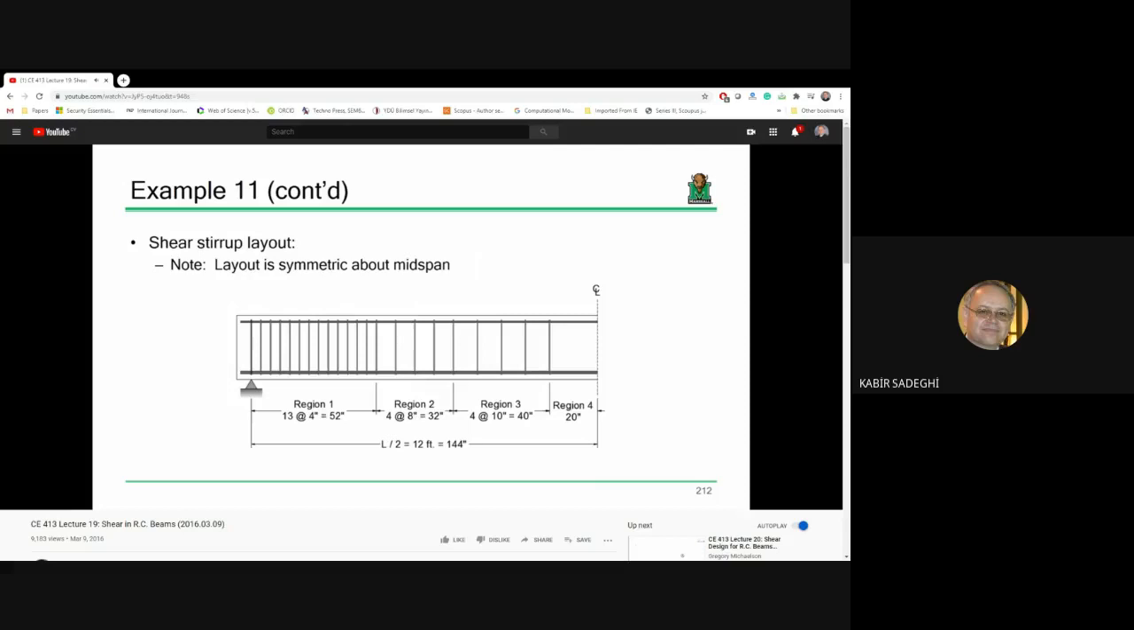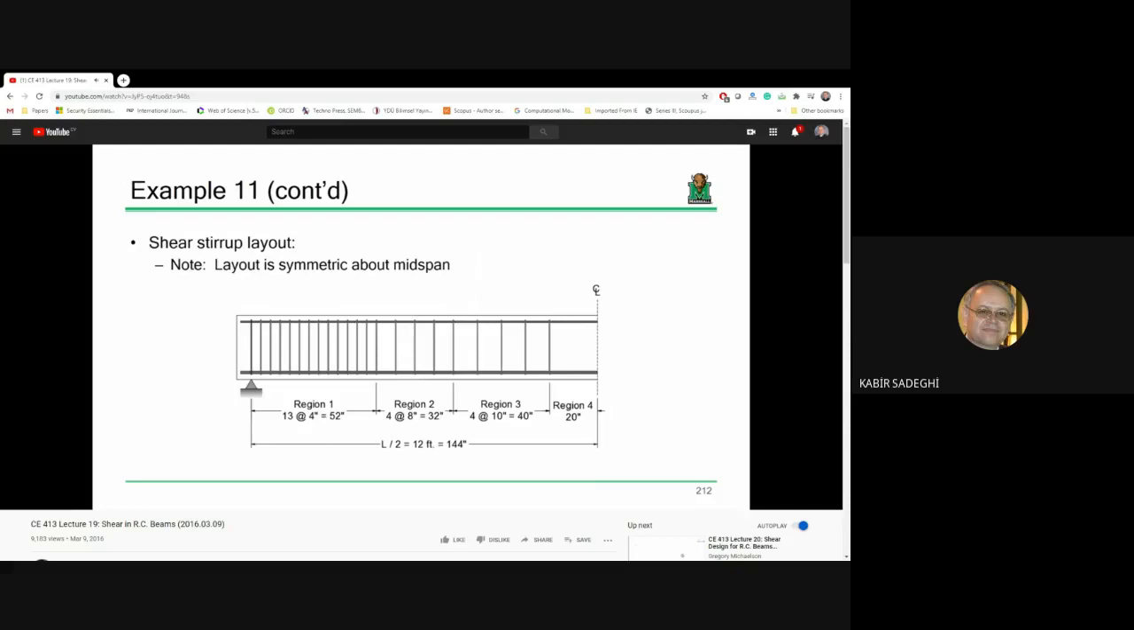And here's the layout. Now, what we've got here are a series of stirrup layouts. I want you to kind of understand what this diagram means. So here's the center line of the beam. All I'm showing you is the stirrup layout from a support to the center line, okay? So imagine on the other end like a mirror image, okay?